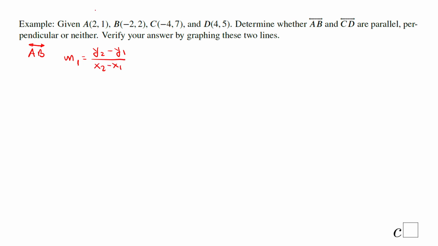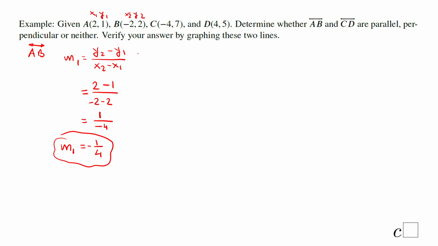Okay, so in this case, since we talk about line AB, let's label point A x1 and y1, point B x2 and y2. So this slope in our case will be 2 minus 1 over -2 minus 2. And that means this slope is going to be 2 minus 1, that is 1, over -4, or simply -1 over 4. This is the slope of line AB.